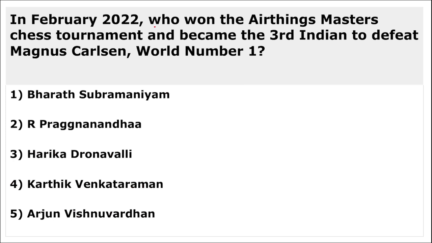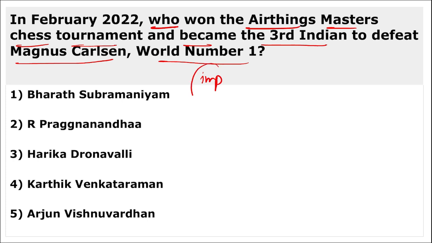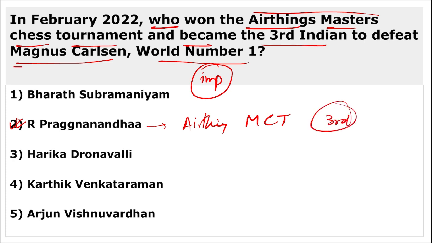150 villages. Next, who won the Airthings Masters Chess Tournament and became the third Indian to defeat Magnus Carlsen, world number one? Very important question. It was also aired on YouTube live. So he is R. Praggnanandhaa, who won the Airthings Masters Chess Tournament. Another question that can be asked is, who is the winner of the Airthings Masters Chess Tournament, who became the third Indian to defeat Magnus Carlsen, the number one chess player since 2011? Alright, so he is R. Praggnanandhaa, mark this, important.